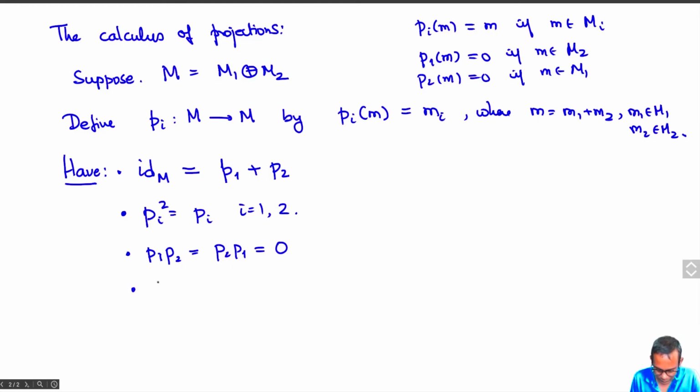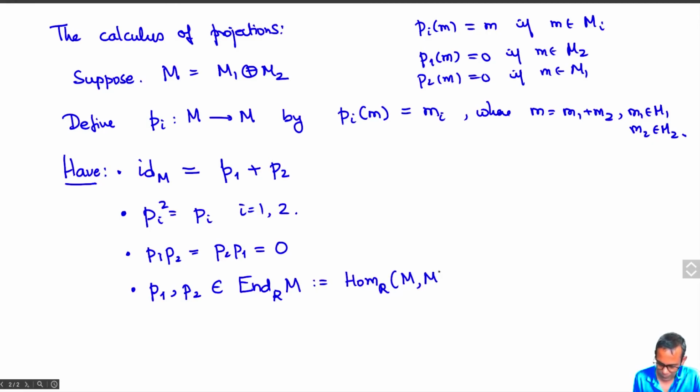And most importantly, P1 and P2 are R-module endomorphisms. What is the meaning of End_R(M)? This is defined to be the set of all R-module homomorphisms from M to M. This End_R(M) itself forms a ring. Addition is pointwise addition, and multiplication in this ring is composition of homomorphisms. If you have two homomorphisms from M to M, you can compose them with each other in any order that you like. So in some sense, all these things which we've written are happening inside this ring End_R(M).